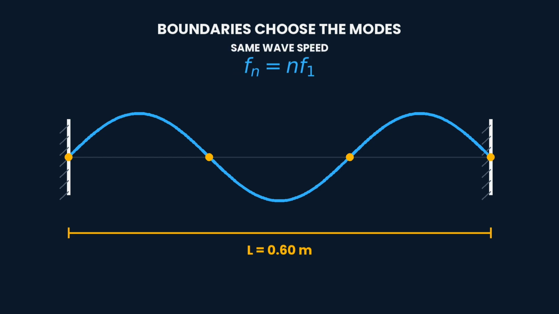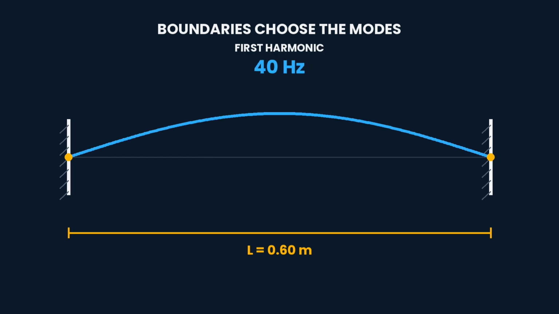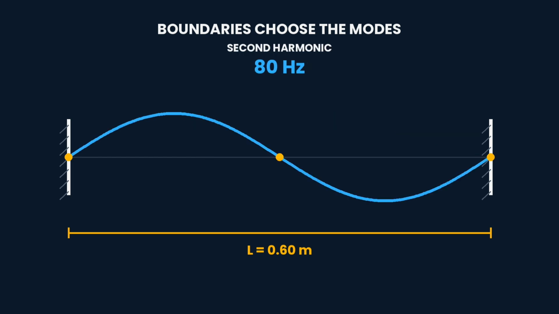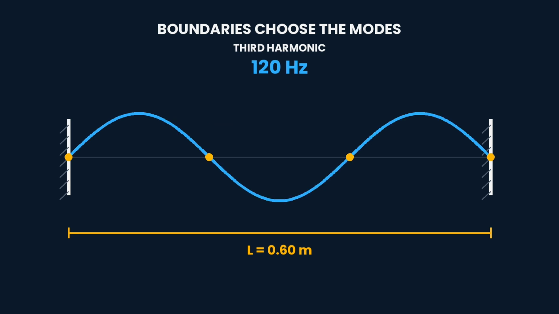If the wave speed is unchanged, fn = nf1. For our 0.60 meter string, the frequencies are 40, 80 and 120 Hz. The opening pattern was the third harmonic.